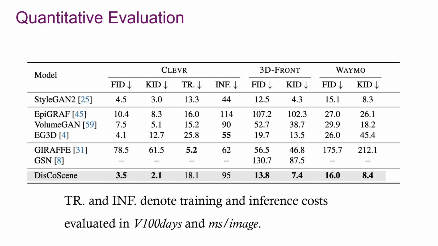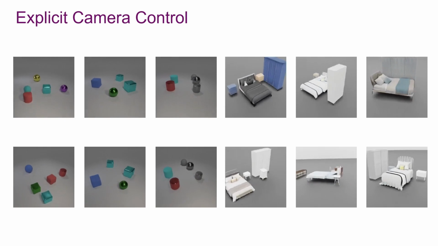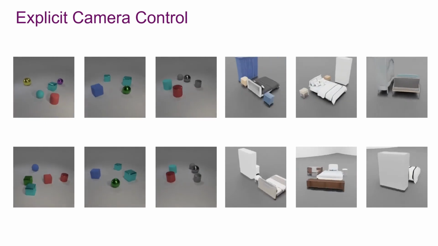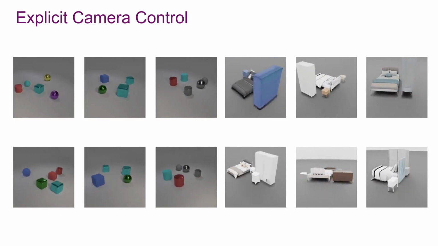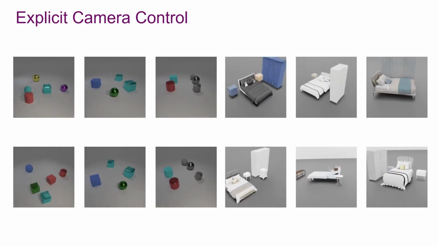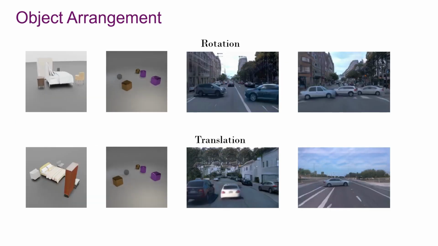We first show the quantitative results. As shown in the table, DiscoScene consistently outperforms baselines with significant improvement on all datasets. With comparable training and testing cost, it even achieves a similar level of image quality to StyleGAN2. We also evaluate explicit camera control on Clevr and 3D Front. Obviously, our DiscoScene can synthesize very smooth and multi-view consistent video across different camera poses.